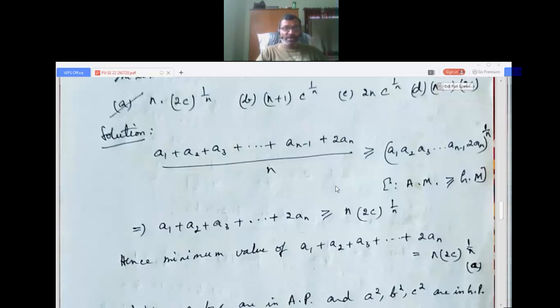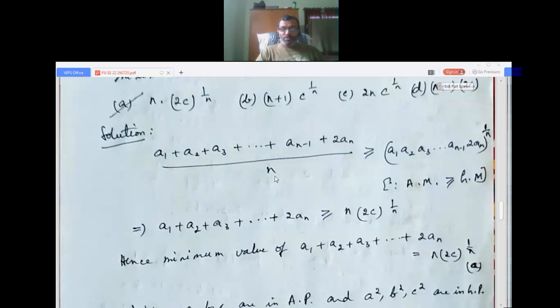So here, using that, the arithmetic mean is a1 plus a2 plus a3 plus etc. plus an minus 1 plus 2an, so n terms, divided by n. That is the arithmetic mean, greater than or equal to the geometric mean, which will be the product raised to the power of 1 by n. N terms are there: a1, a2, a3, ..., an minus 1, 2an, power 1 by n. Now what happens here?